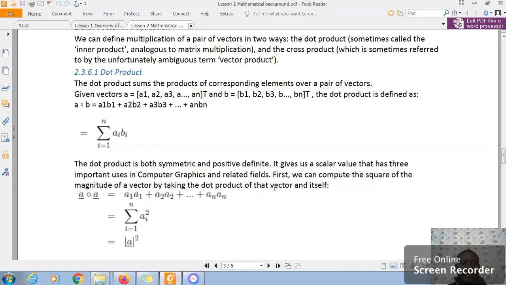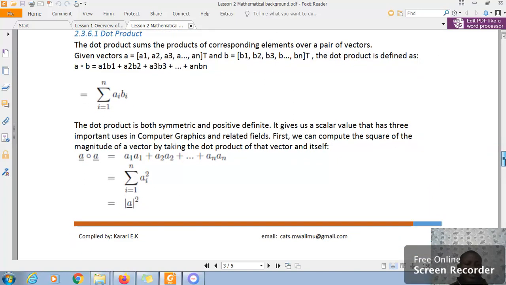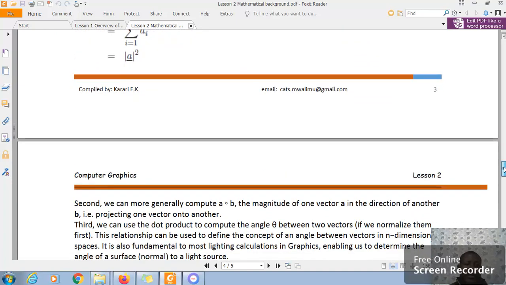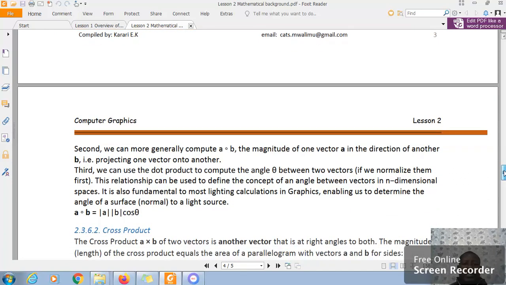It is both symmetric and positive, and it gives a scalar value that has 3 important uses in computer graphics and related fields. First, we can compute the square of the magnitude of a vector by taking the dot product of that vector and itself. As you can see demonstrated here, that's the square of the magnitude of a vector. Then we can also compute the magnitude of one vector in the direction of another. That is, projecting one vector onto another. That is important in computer graphics.